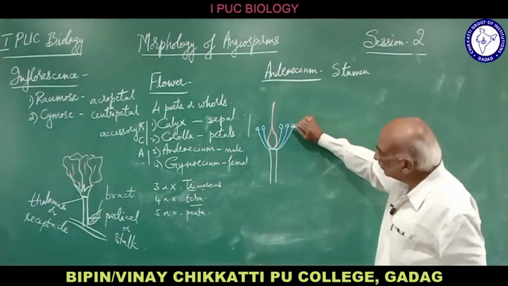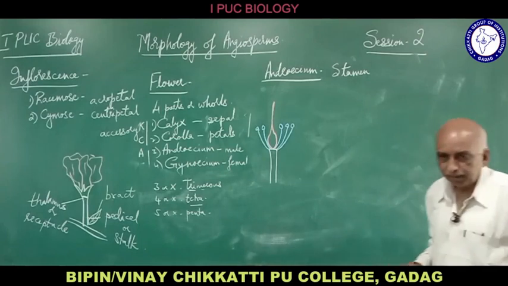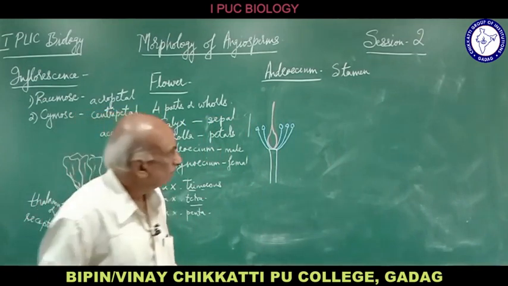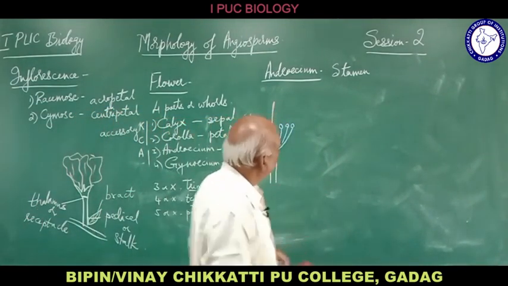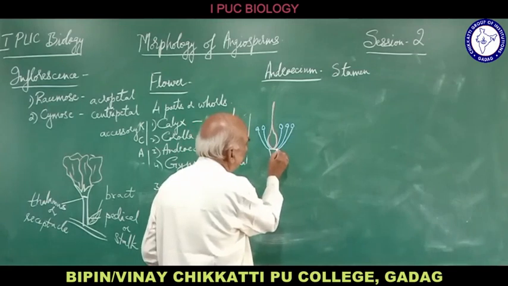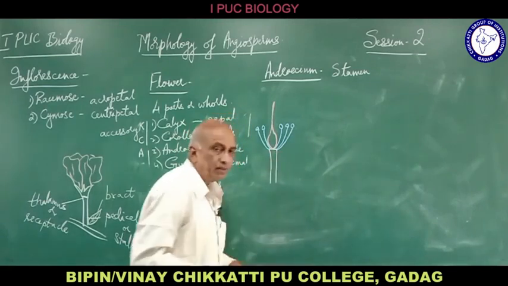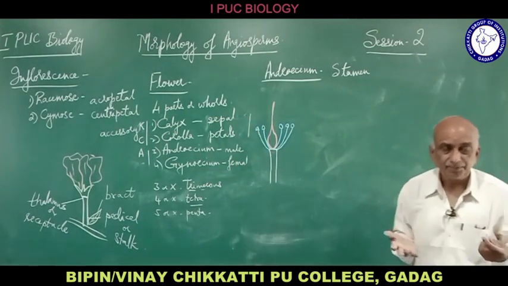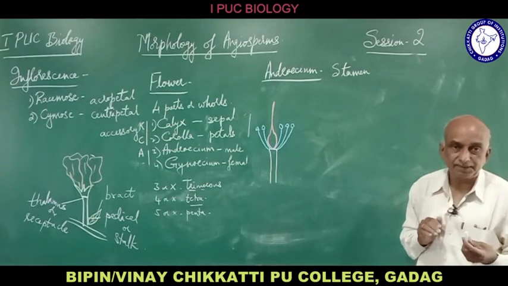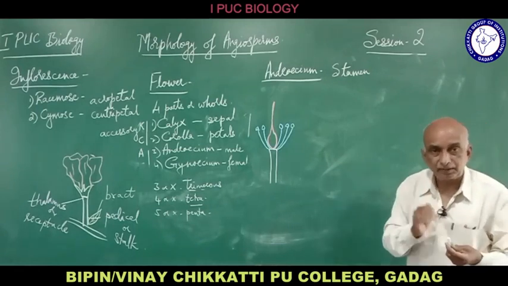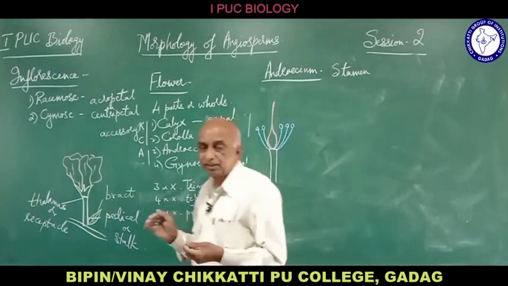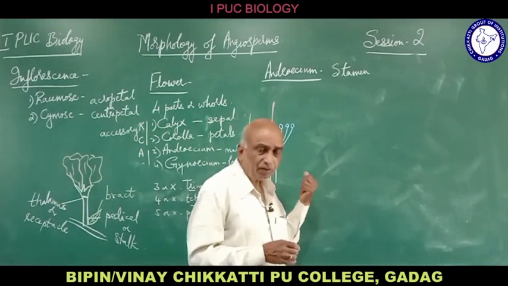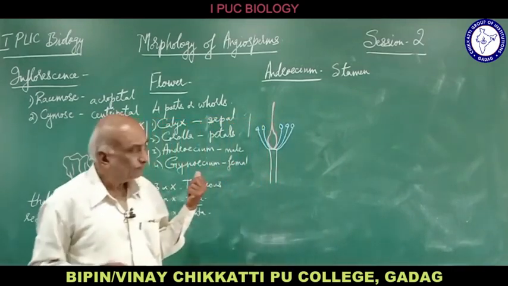So coming to the stamens here. These stamens are the unit of the androecium. In the androecium, the stamens are attached to the thalamus. On the thalamus, the outermost whorl is the calyx, the second whorl is the corolla, the third whorl is the androecium, made up of stamens, and the central part, the centrally occupied part, is the gynoecium.